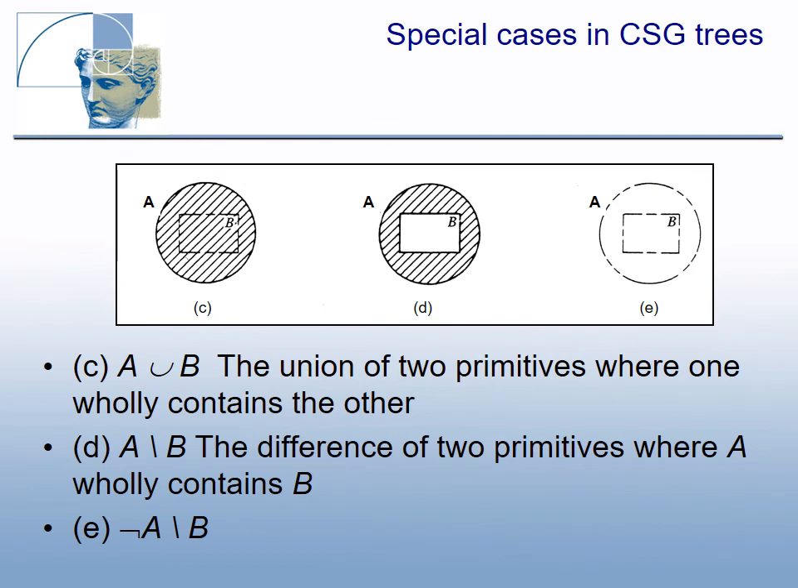The left image shows the union of two primitives, where the primitive a wholly contains the primitive b. The result of union is the primitive a. The central image shows the difference of two primitives, where a wholly contains b. This is a normal situation, and the hole is created in a. The right image shows the difference of the inverse of a and b. The result is the empty set.